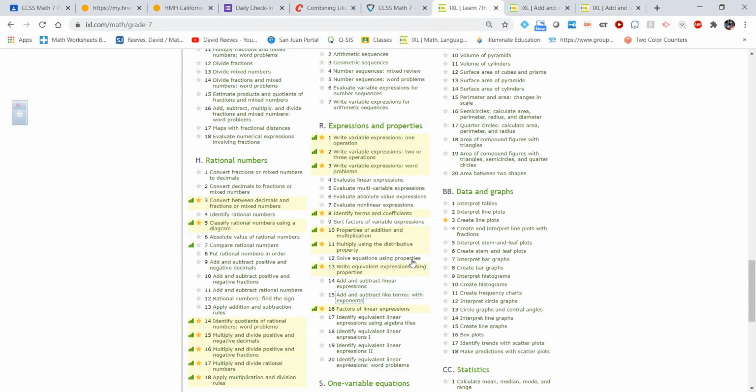That is 2 skills, adding and subtracting like terms. We will be continuing by looking down here in our next video at linear expressions that are equivalent.